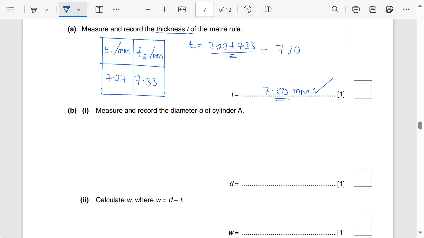Then part measure the diameter, measure and record the diameter D of cylinder A. They were provided with 2 cylinders. Your teacher can check in the confidential and see which cylinders are provided. So because even the diameter of the cylinder could not be uniform, the student took another repeated measurements. So for repeated measurements, the student draws a table.